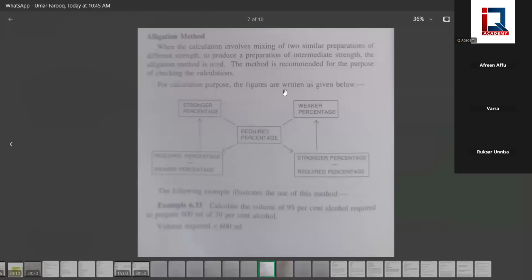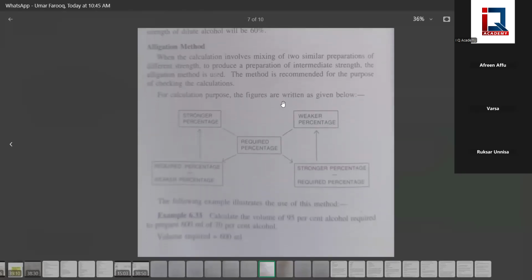Next, the important calculation is the alligation method of calculation. We have seen two types of calculations in Pharmaceutics: isotonic calculation and child dose calculation. In isotonic calculations, we learned how to adjust the tonicity using two techniques: the freezing point adjustment method and the molecular weight adjustment method.